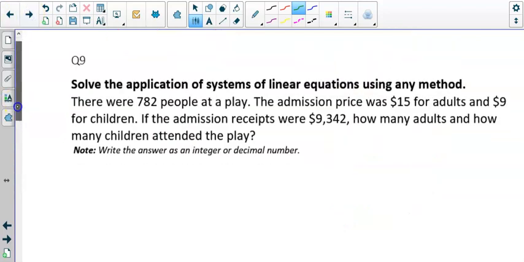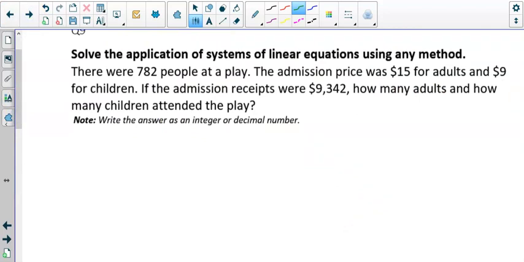All right, again, another word problem. Very much like what you experienced in your homework. So there are 782 people at a play. The admission price was $15 for adults and $9 for children. If the admission receipts were $9,342, how many adults and how many children attended the play?